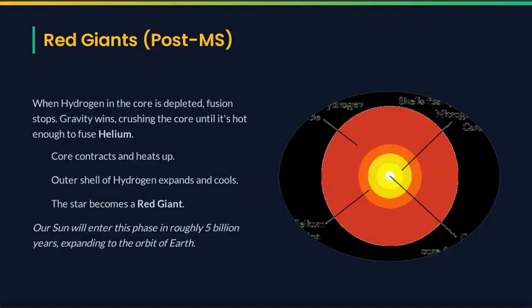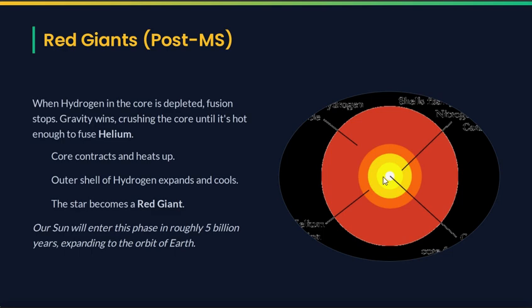Okay, so we can look at a red dwarf. Look at this red dwarf. It looks like our sun. But when hydrogen in the core is depleted, this is post main sequence, by the way, fusion stops and gravity wins and crushes the core until it's hot enough to fuse helium. The core contracts and heats up, and the outer shell of hydrogen expands and cools. The star becomes a red giant.